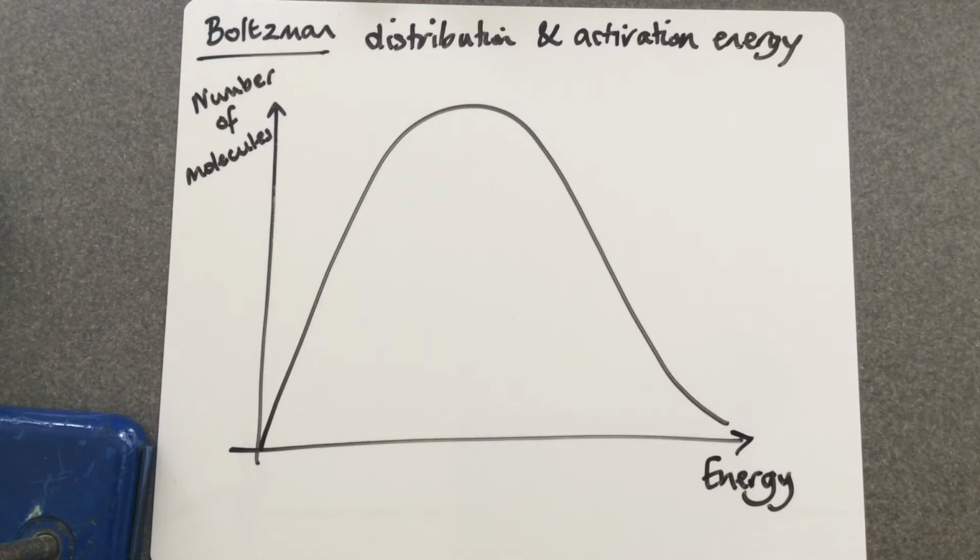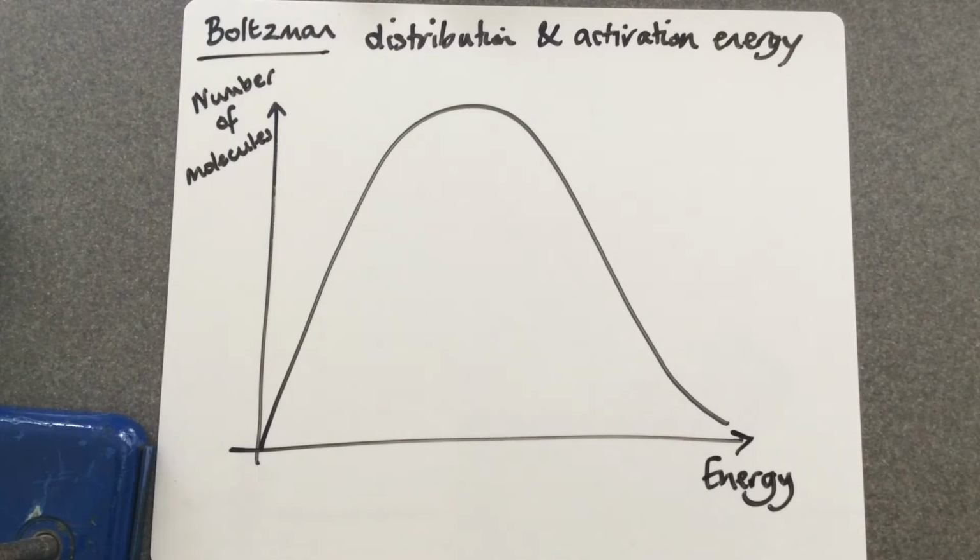The area under the curve represents the total number of molecules. We can see that there is a distribution of energies for these molecules. Think about all the gas molecules in the room that you're currently in. Some of those molecules will have very, very low energies. Some of them will have very, very high energies. But most molecules have around the average energy.